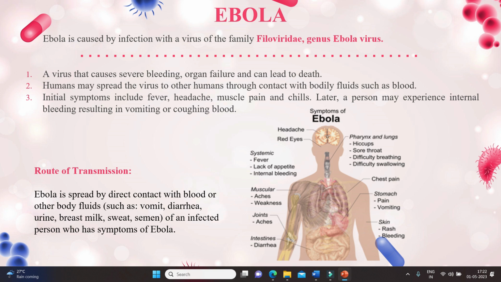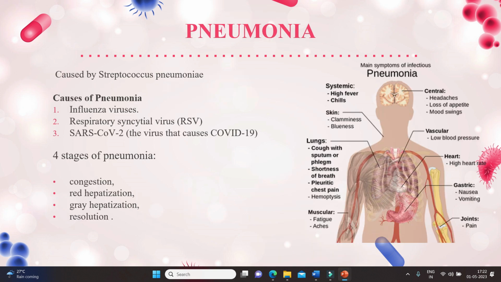These are the infecting viruses. This is Ebola, which is caused by infection with a virus of the family Filoviridae, and the genus is Ebolavirus. It is a virus that can cause severe bleeding, organ failure, and can lead to death. Humans may spread the virus to other humans through contact with body fluids such as blood. Initial symptoms include fever, headache, pain, and chills. Later, a person may experience internal bleeding resulting in vomiting or coughing blood.